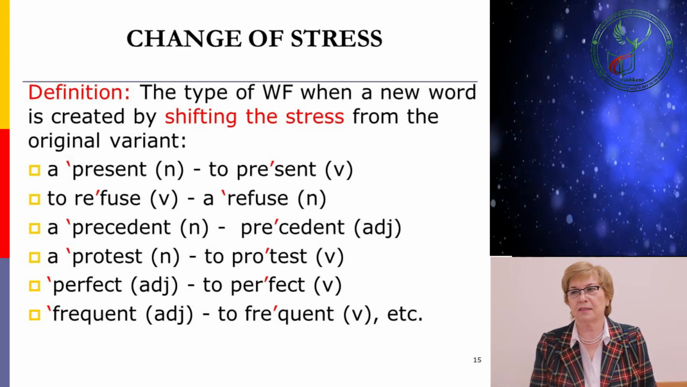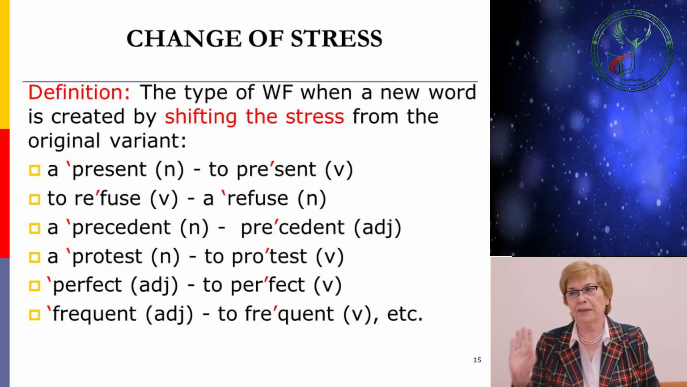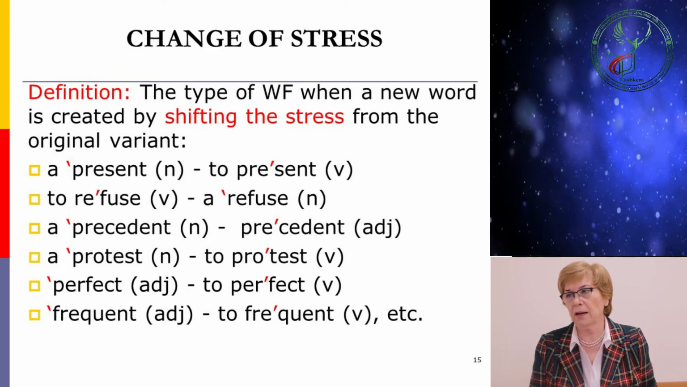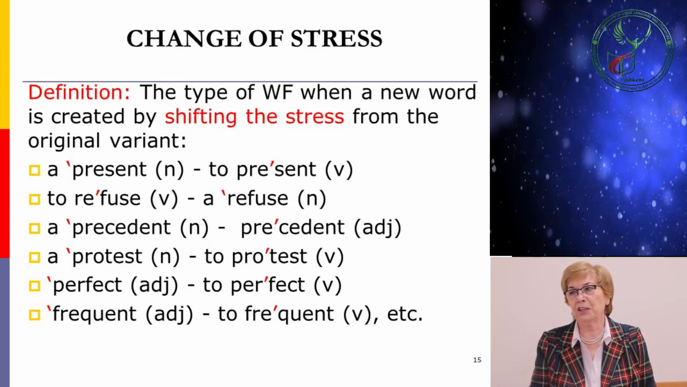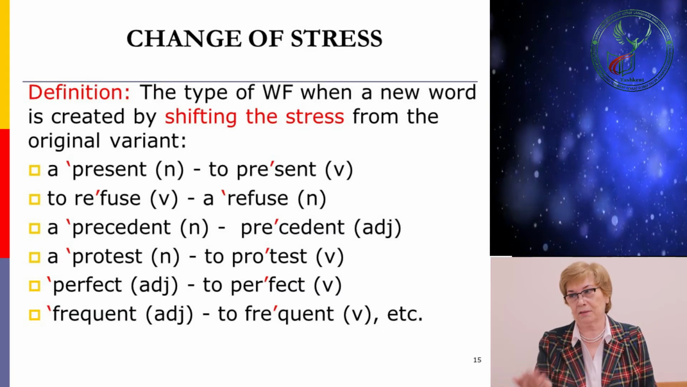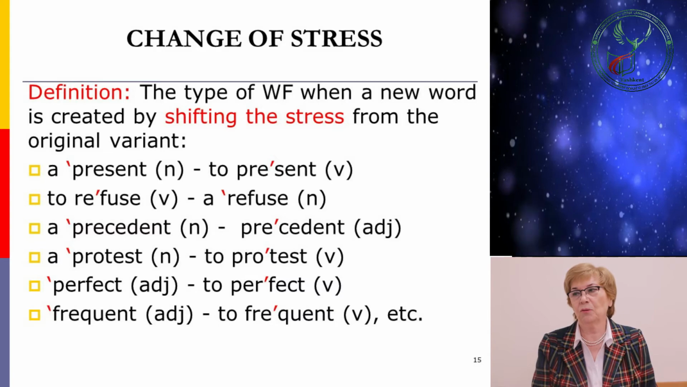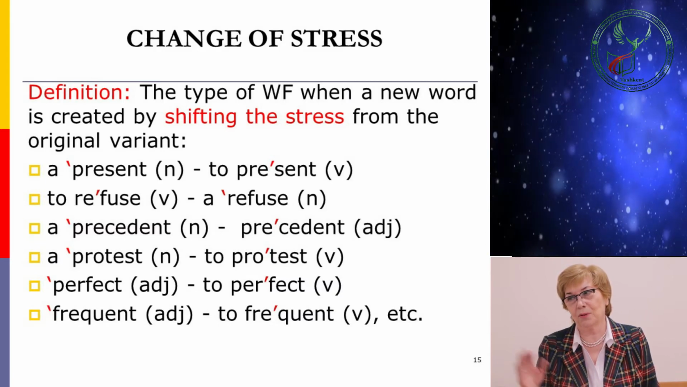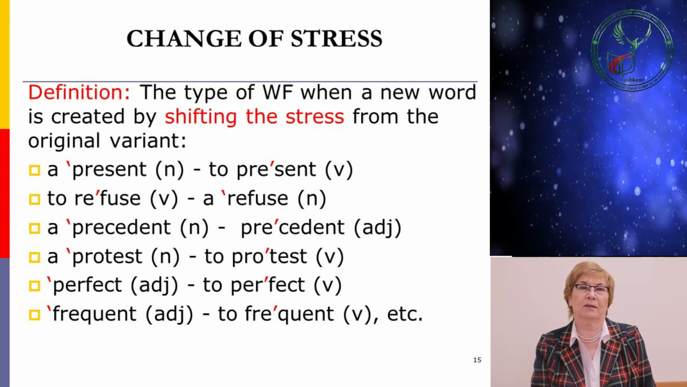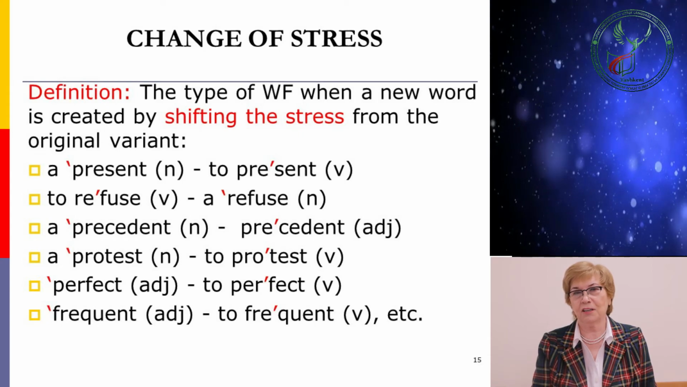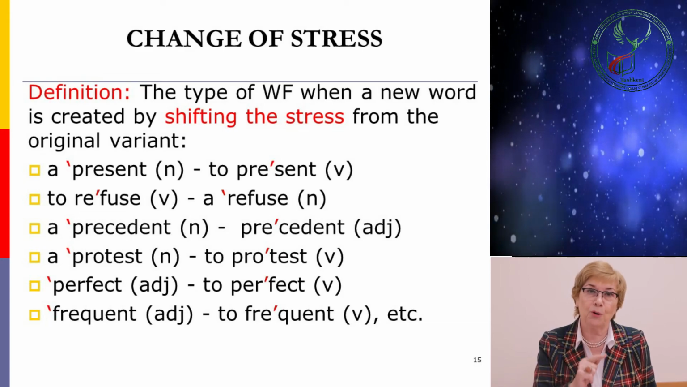To refuse is a verb. A refuse is already a thing, an object which you refuse, which you throw away. A precedent is a noun, something that was or happened before, and precedent is an adjective that is already quality or state. A protest is a noun. To protest is a verb. Please make sure that you remember this. A perfect language, perfect is an adjective, but to perfect is a verb, which means to make something perfect.